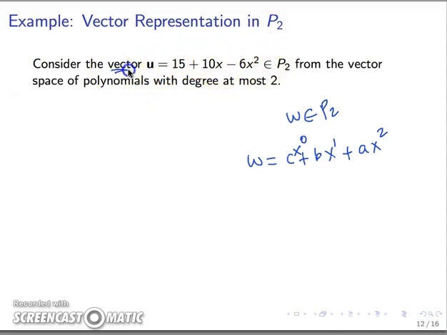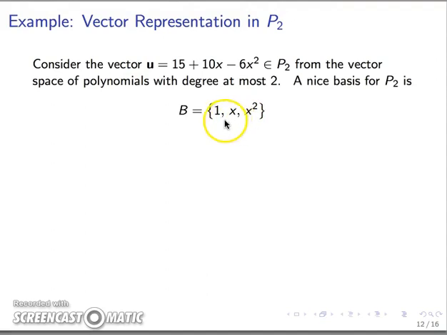We call this a vector, given that P sub 2 is a vector space, and so members of vector spaces in general are called vectors. And we're going to consider the following. We want to come up with a representation of this polynomial u relative to one basis, and then maybe we can explore relative to another basis. So we say u is this polynomial of degree 2, u is 15 plus 10x minus 6x squared.